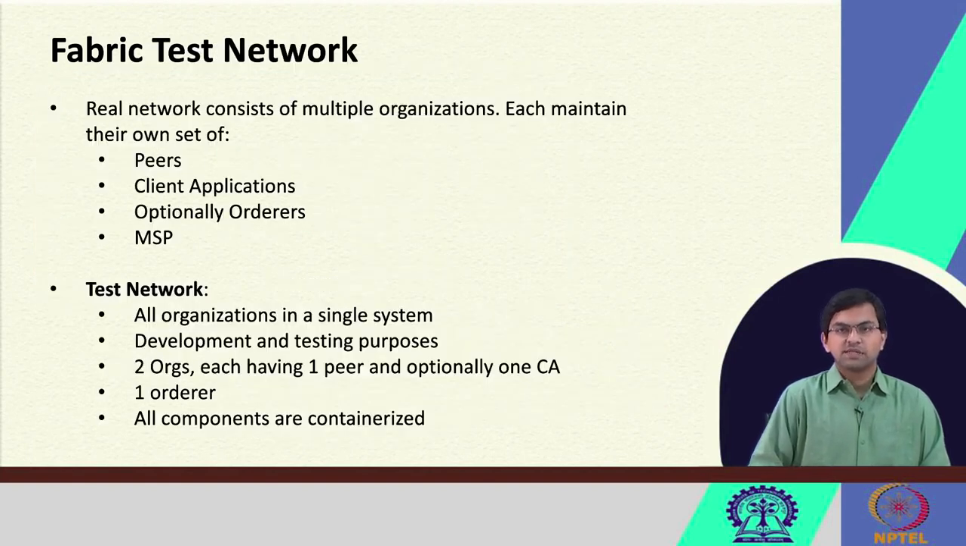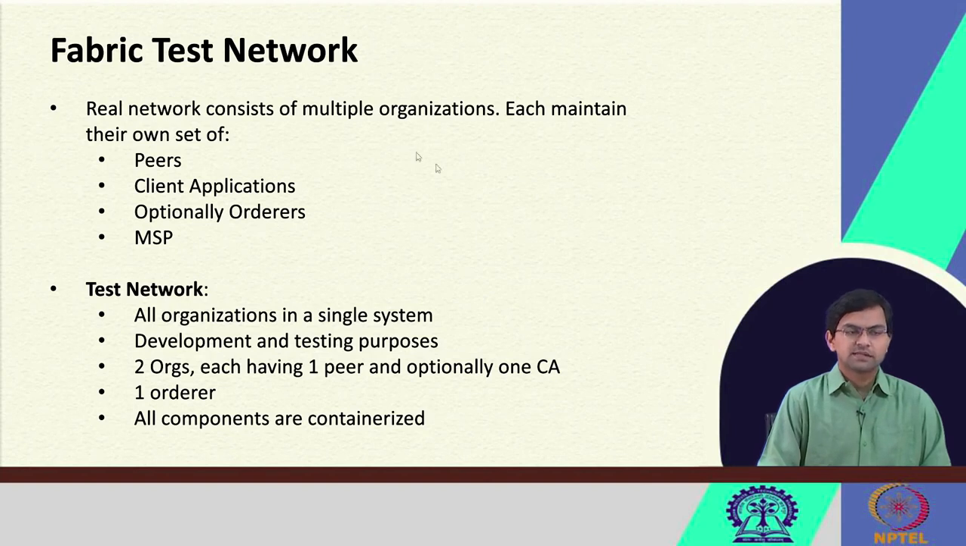So, we will see how we can set up a Fabric network. To set up a Fabric network easily, Fabric provides tools to bring up a test network. In a real Hyperledger Fabric deployment, there would be different organizations, and each organization will maintain different components: peers, client applications, and optionally their own orderers and membership service providers. As we discussed in the last slide, peers are the basic units used by the organizations to interact with the blockchain.